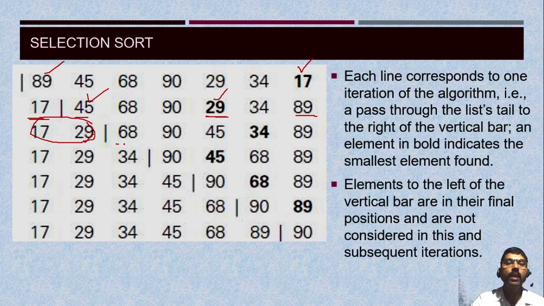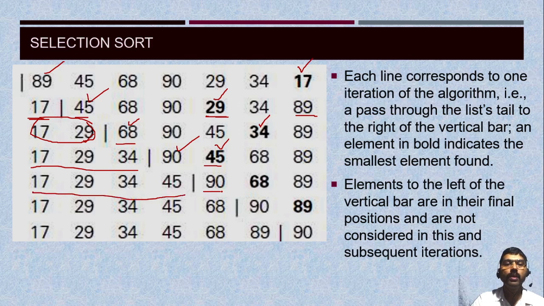Now I have to start from the third element, that is 68, up to 89 here. We found that 34 is the smallest element. We have to exchange it with the third element. Once we exchange it, 34 comes here, 68 comes here. Now this is in sorted order again. Now we have to sort from here to here. We found that 45 is the smallest, so we swap these two numbers. Once you swap, 90 comes here, 45 comes here. Now this is the sorted portion.